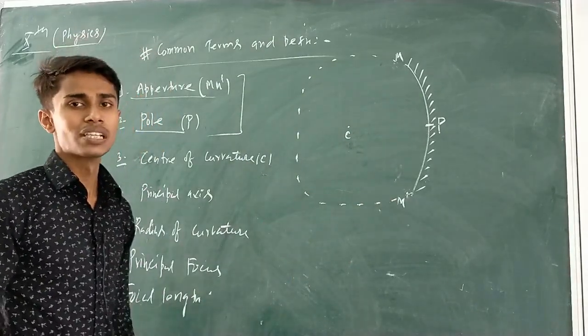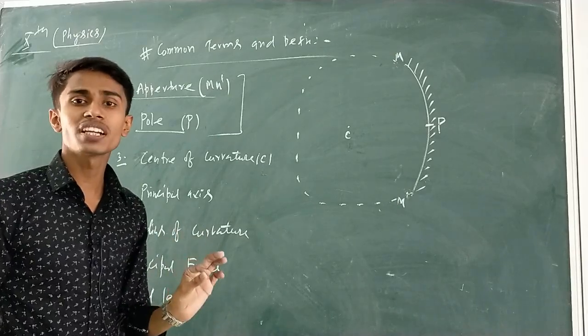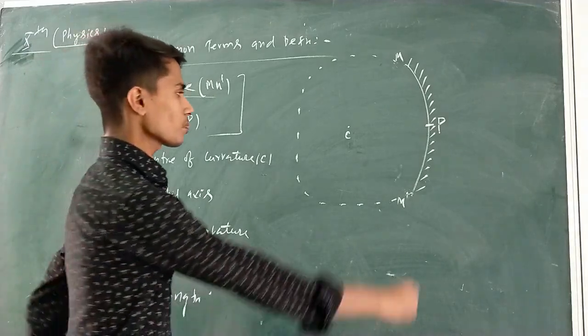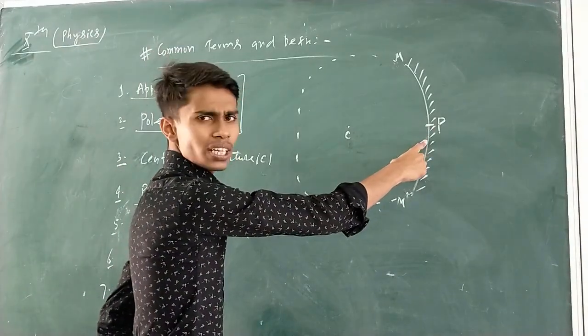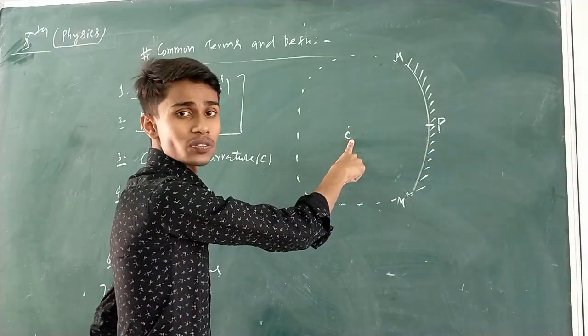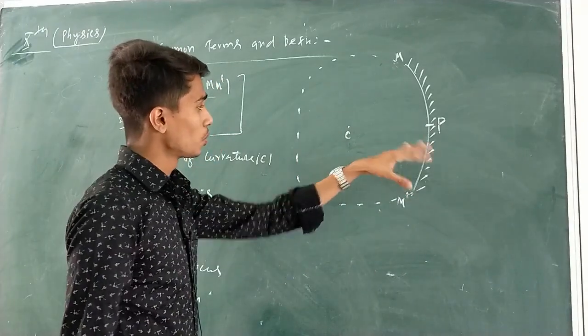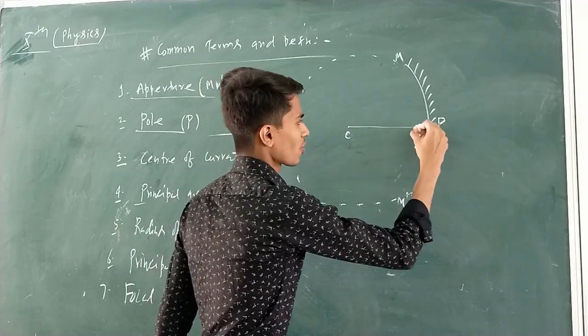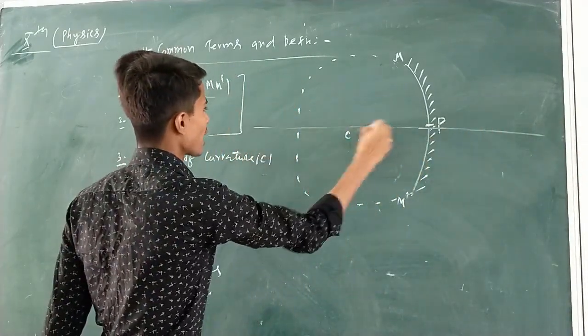How could you define center of curvature? The center of the sphere of which mirror is a part is called center of curvature. Now we will define principal axis. Now listen, pole is a point lying on the mirror, and center of curvature is a point lying in space. Now a straight line can be drawn between two points. Consider a line joining pole and center of curvature which goes to infinity in both directions.